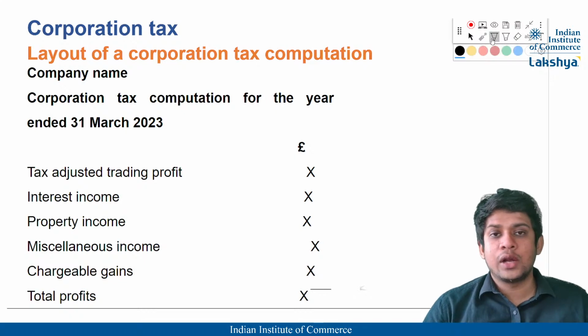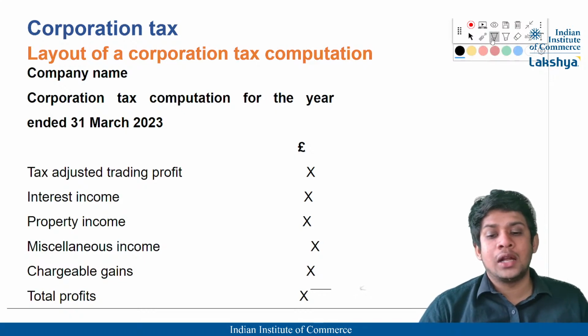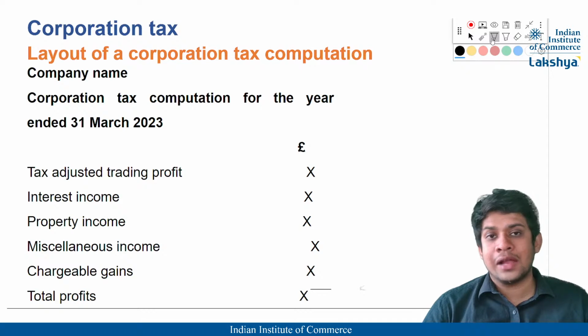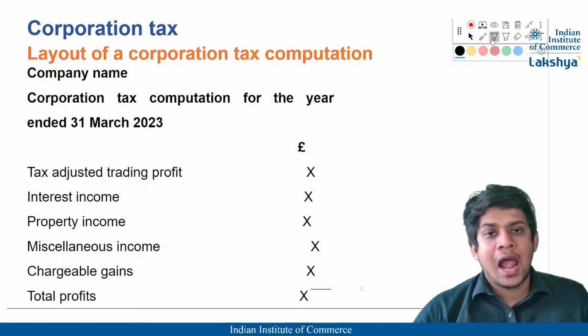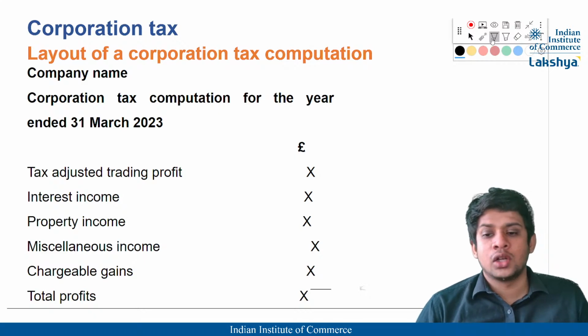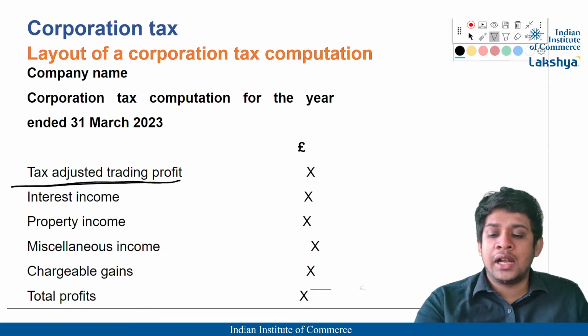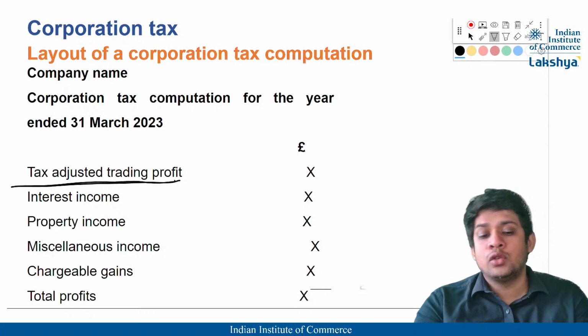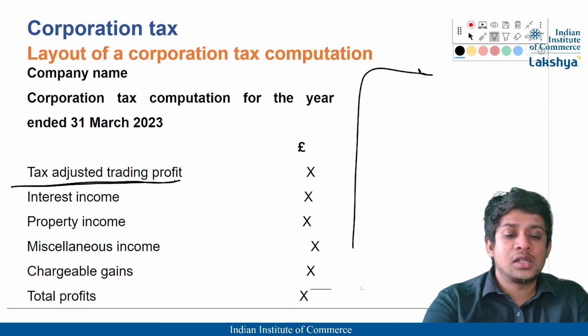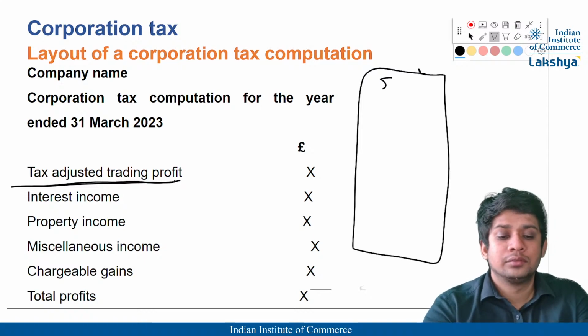Okay. Now let us look at this format. Through this, you will understand how you are supposed to calculate the total taxable profits of a company and then apply the corporation tax on the same. Okay. Now, what is tax adjusted trading profit? Technically, you will be given a statement of profit or loss of the company.